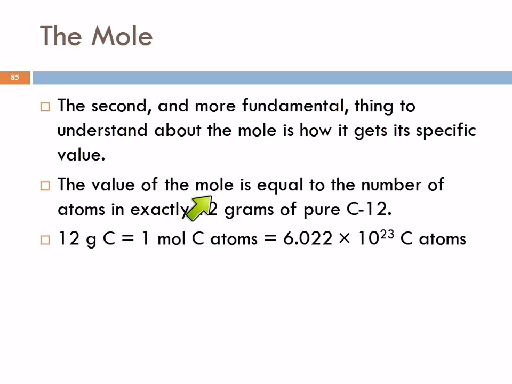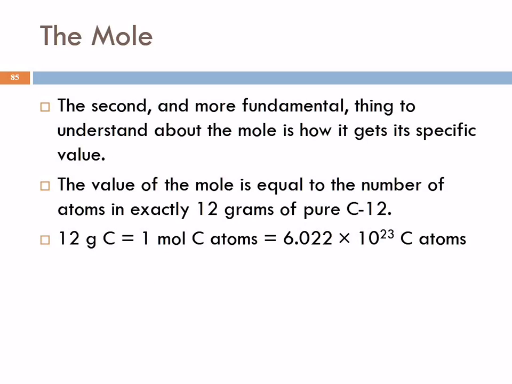So the value of the mole is equal to the number of atoms in exactly 12 grams of pure carbon-12. We heard about carbon-12 before. Carbon-12 has 6 protons and 6 neutrons and was used as the definition of the atomic mass unit. One atomic mass unit was 1/12 the mass of this carbon-12 atom. And now we're saying that the mole is the number of atoms in 12 grams of carbon-12. What that means is that 1 mole of carbon atoms weighs 12 grams.